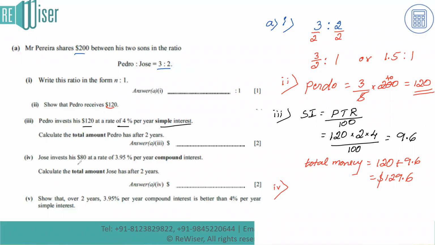we are talking about Josh invests $80 at a rate of 3.95%, but this time it's a compound interest. Calculate the total amount that Josh will have after 2 years. So the formula for compound interest is going to be P into 1 plus R over 100 to the power of T, where R is the rate of interest, P is the principal. So in that case, P is 80 into 1 plus R, which is 3.95 divided by 100, to the power of, and here we are talking about after 2 years, so it has to be 2.